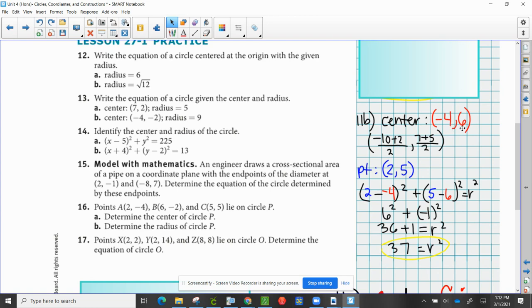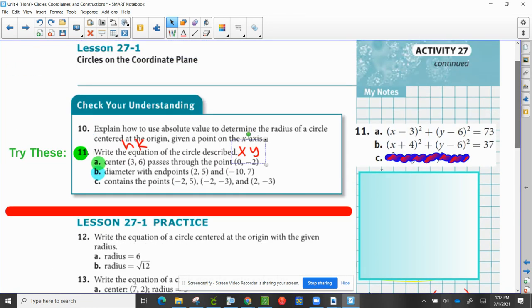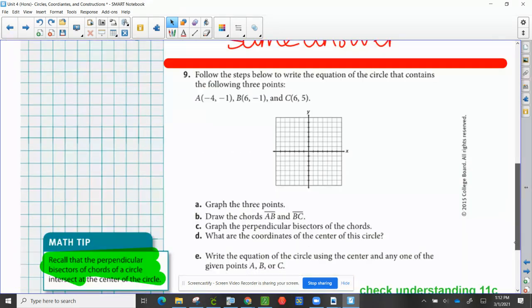So again, once I have my center and my r, I plug it back into my general equation, keeping x and y in there for my variables. Okay, we just have one last type of example to cover, and it's kind of the tougher of the three.